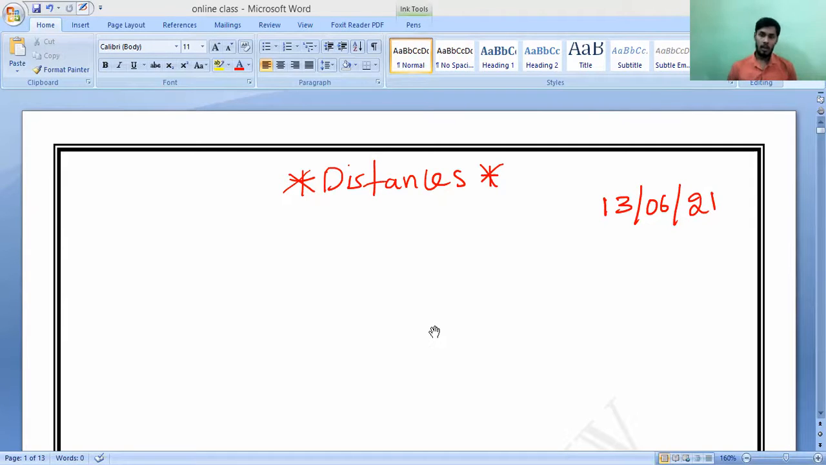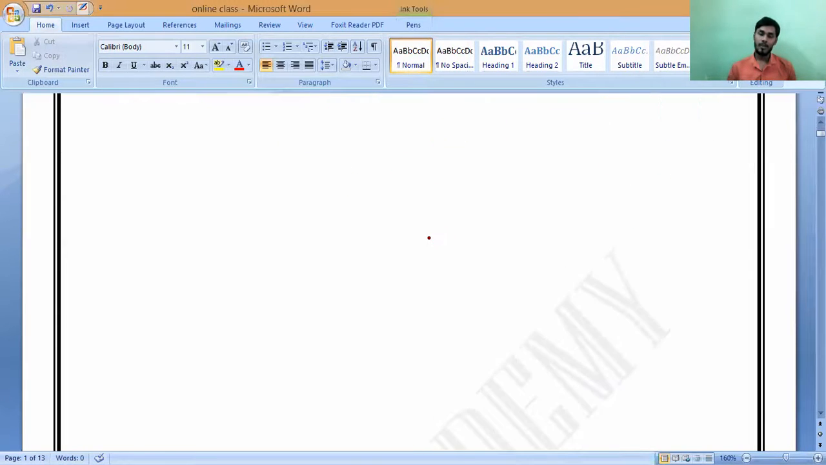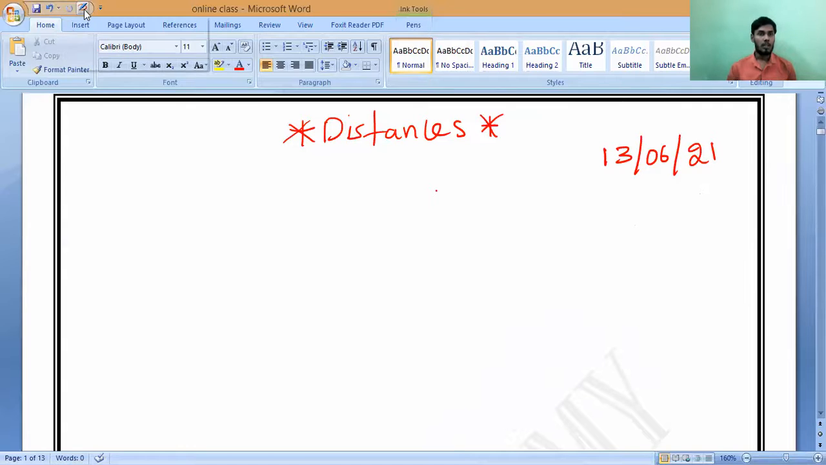Now let us come to today's concept. What should we call it? Distances. What is the meaning of distances? Let us consider this is point one. Understanding? This is point one. A point means anything. And somewhere here, point two is present.